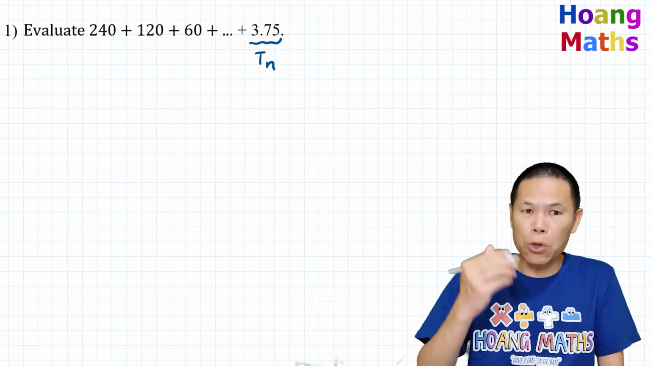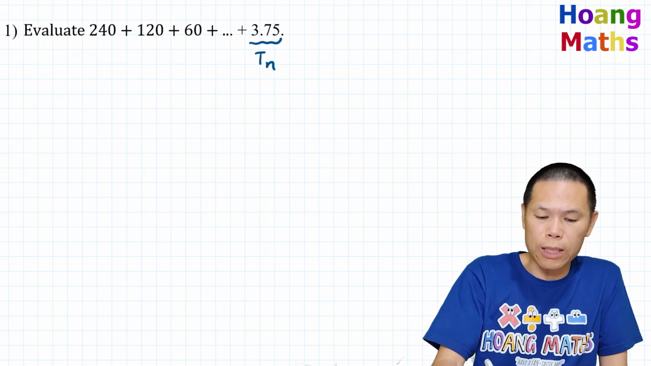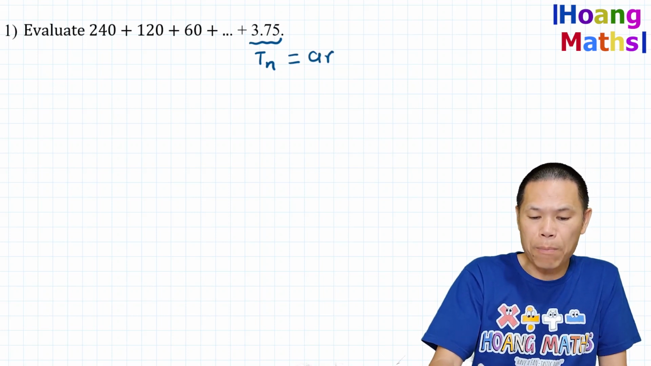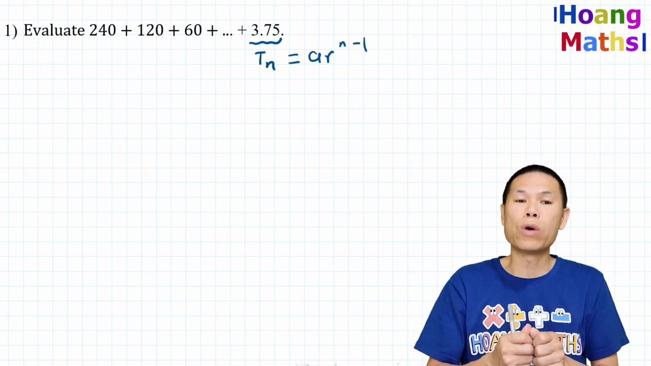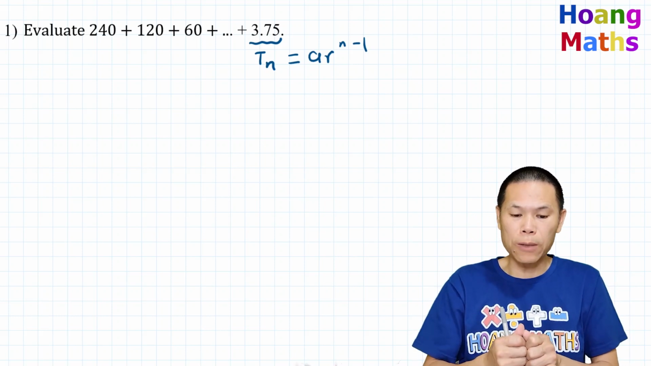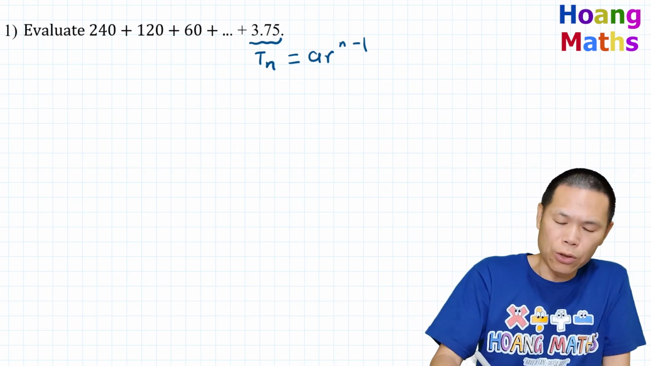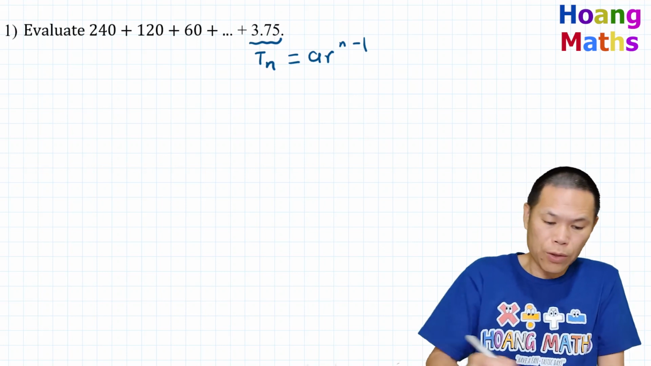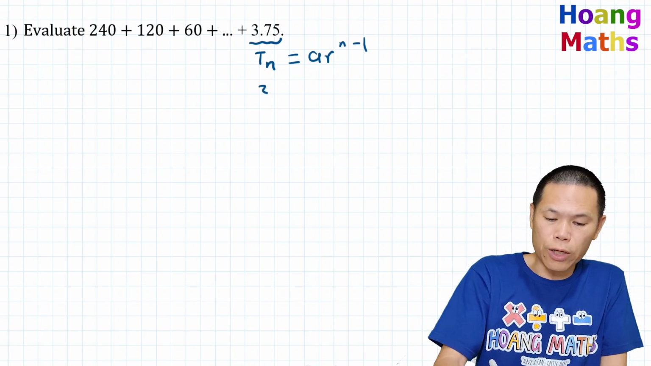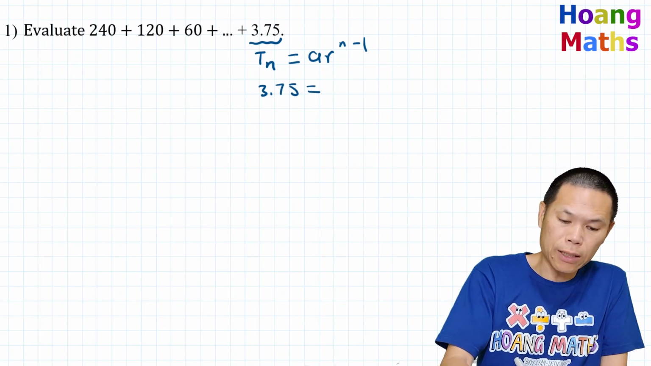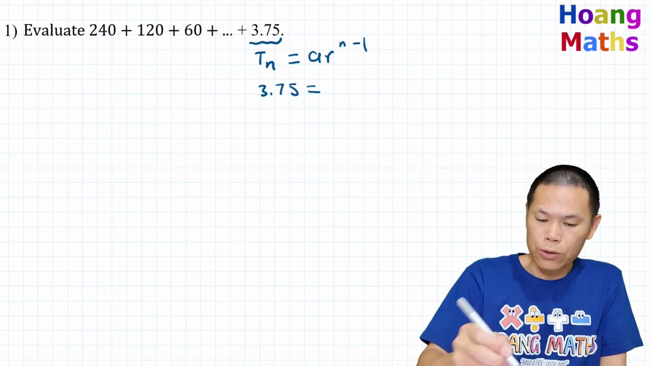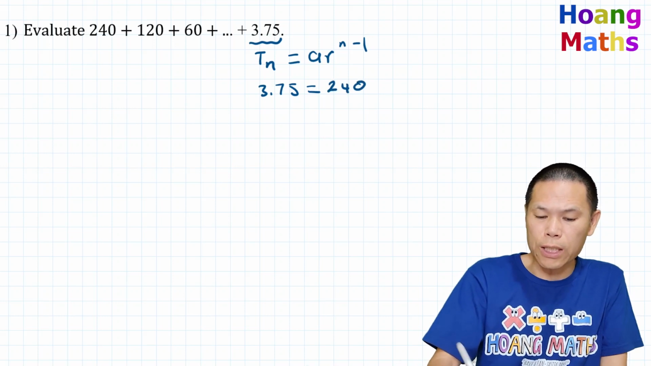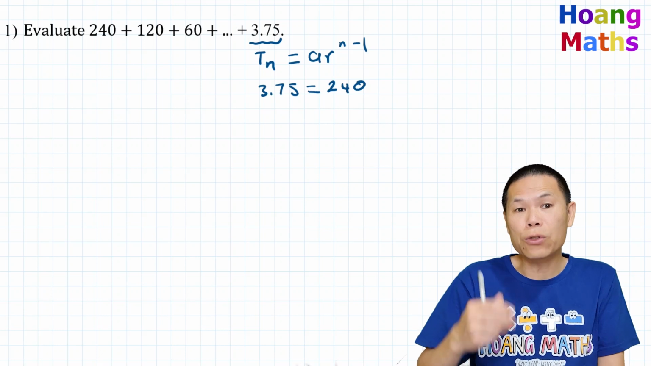In a geometric series, we know that t of n is a r to the power of n minus 1. So this is the rule. Now I just need to work out how many terms there are first by using a r to the power of n minus 1. So Tn is 3.75. Let me write it down here. 3.75 is equal to a, and we have a here. This is a. A is 240. Then we need to find the common ratio, that is r.